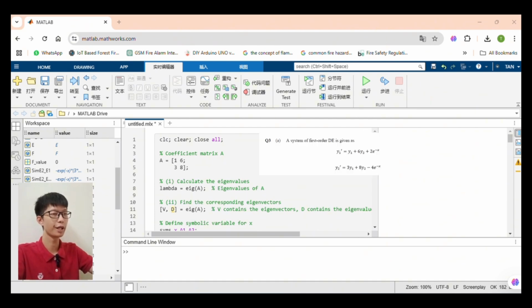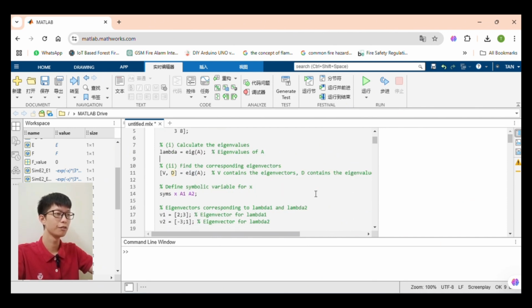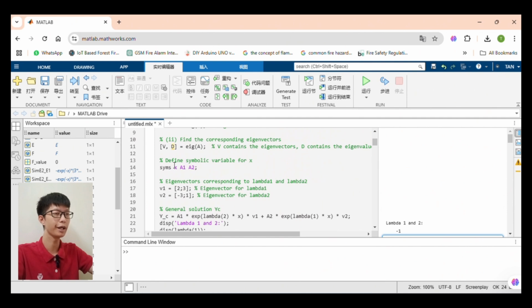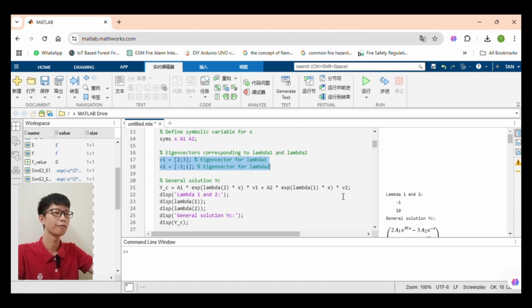By referring to the equations, we can get the matrix A. By substituting matrix A into the formula determinant of A minus lambda I equal to 0, we can get the values of lambda. In coding, we use the eig function to get the values of lambda. The values of lambda 1 and lambda 2 are -1 and 10. Using these values, we can find the eigenvectors, which are 2, 3 and -3, 1.